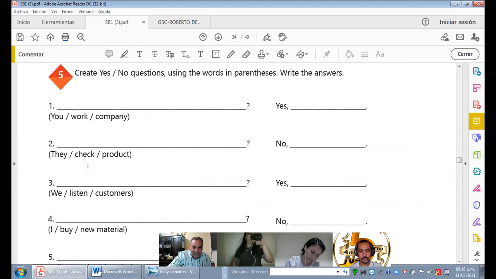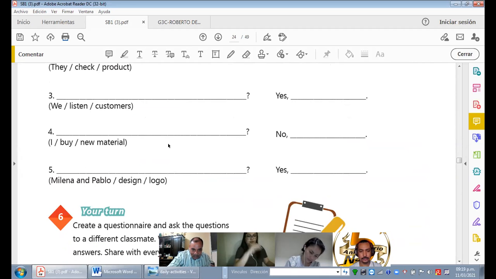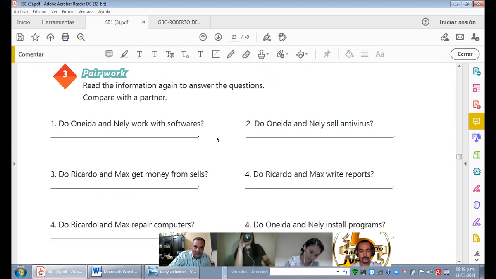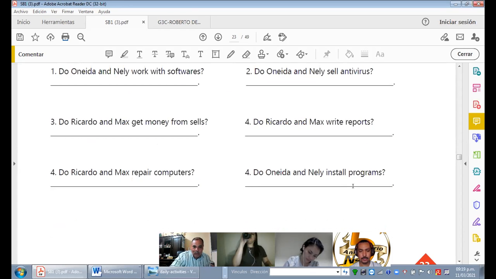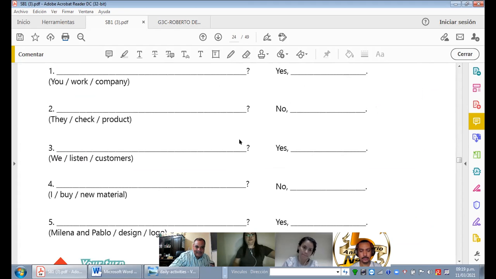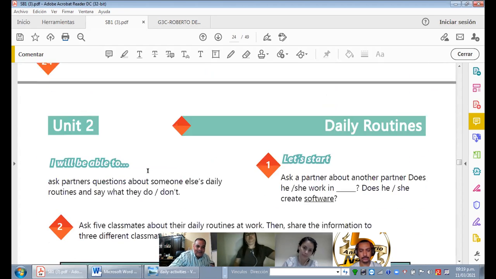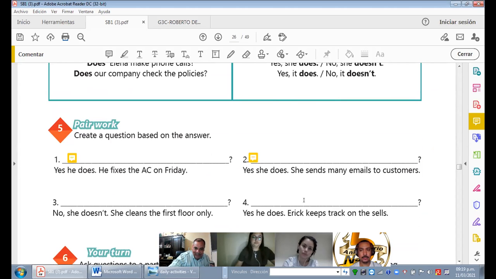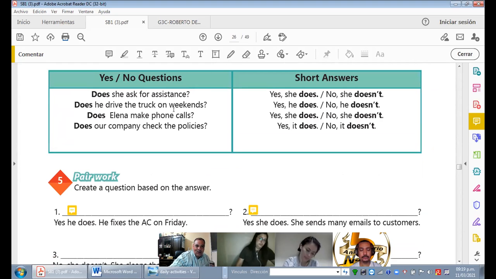Do you work in a company? Do you check products? Do you listen to customers? Do you buy new material? Do you design logos? Or you can ask these questions. Do you work with software? Do you get money from sales? Do you sell antivirus? Do you write reports? Do you install programs? Hagan por lo menos unas 10 preguntas. Estas 6 y estas 5, son 11, más: Do you send emails to customers? Do you drive a truck? De esas escojan 10, ¿okay?